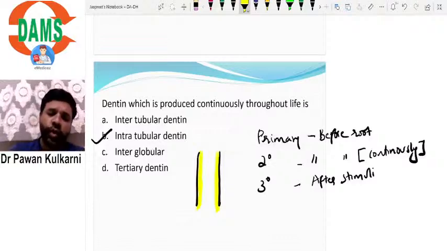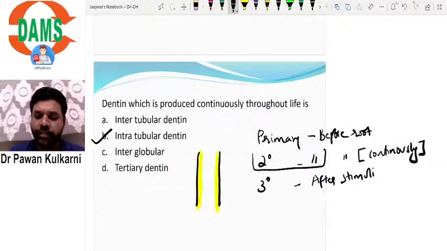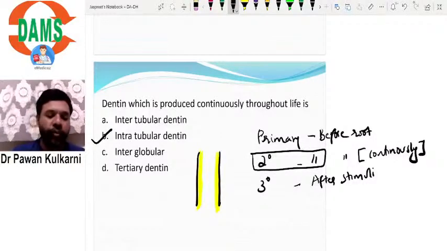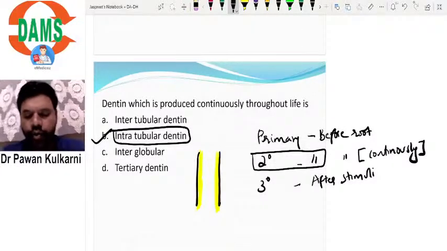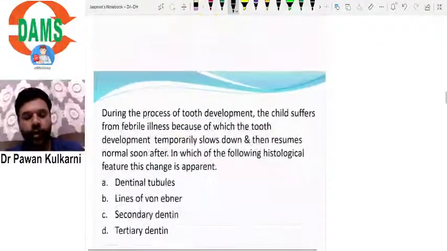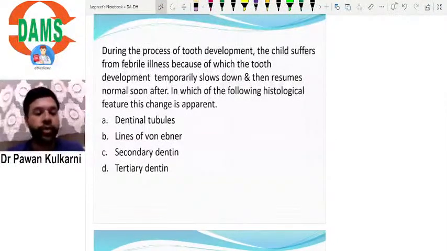If they ask you options like primary, secondary, then tertiary, then the answer is secondary, which occurs throughout life. And if they ask you intratubular, then the answer is intratubular. So you should be prepared for both. They can ask you either way, so you should know the answer. Either it could be secondary or it could be intratubular dentine. Okay, moving on to the next question.